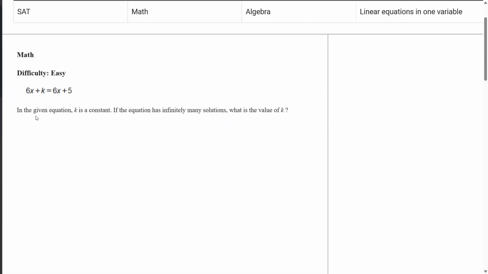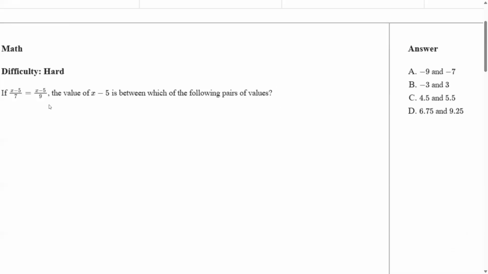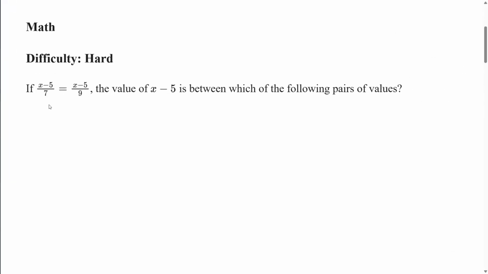The given equation, K is constant. The equation has infinitely many solutions. We solved many questions with this. We said that it should have same sides, so K should be 5 directly. We solved just a question like this. The good thing is that the questions repeat. It is something like this.